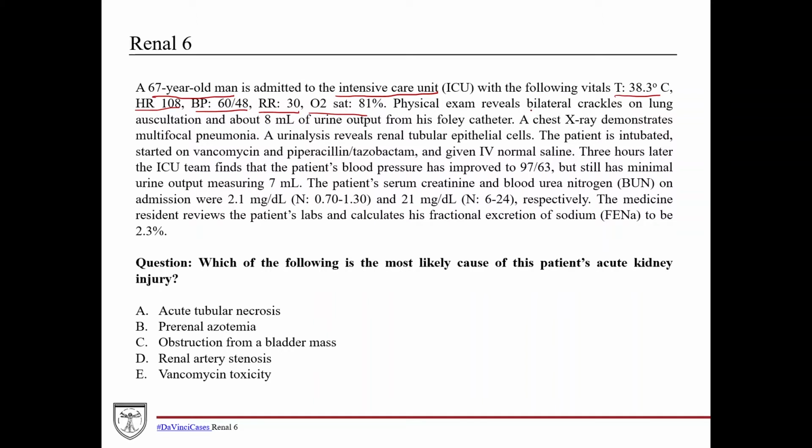Physical exam reveals bilateral crackles, so he could be developing some edema, could also be having a bilateral pneumonia developing potentially as well. Either way, his lungs are not in great shape. There's about 8 milliliters of urinary output from his Foley catheter. So this 8 milliliters is not very much, so he's got minimal urinary output. That tells us that his kidneys are likely not getting the perfusion they need, developing acute kidney injury.